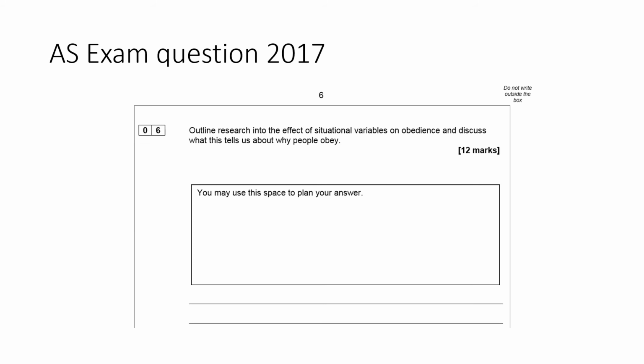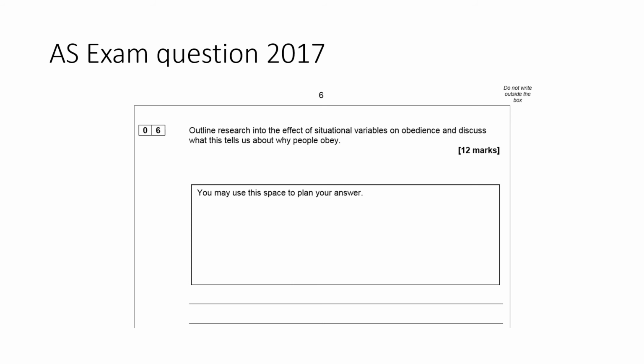Okay, so I've had a look through the papers that are available on the AQA site to you, and this AS exam question was one that I found that relates towards this. This is a 12 marker, so it would be a 6 and 6 split for AS. If you're an A level student, that changes. It would be a 4 and 8 split, so 4 AO1, 8 AO3.